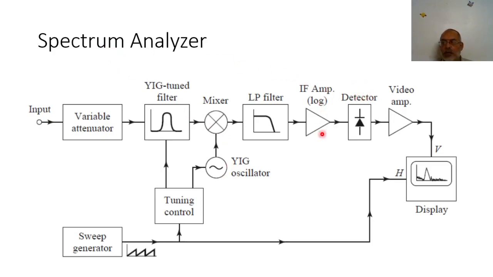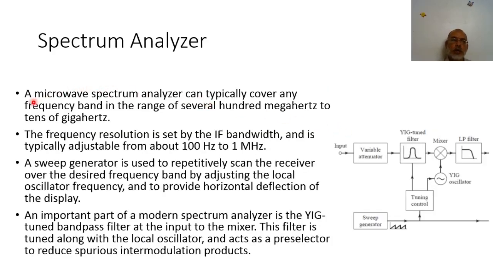And as I mentioned, the detector here can be a Schottky diode detector, as we mentioned in the previous video. So we say that a microwave spectrum analyzer can typically cover any frequency band in the range of several hundred megahertz to tens of gigahertz. The frequency resolution is effectively set by the IF bandwidth of the low pass filter, and it is typically adjustable from 100 Hz to 1 megahertz. And it should be noted that if I reduce the IF bandwidth, this means that I have reduced the background noise level. If I increase the bandwidth of the IF, I have increased the noise level.